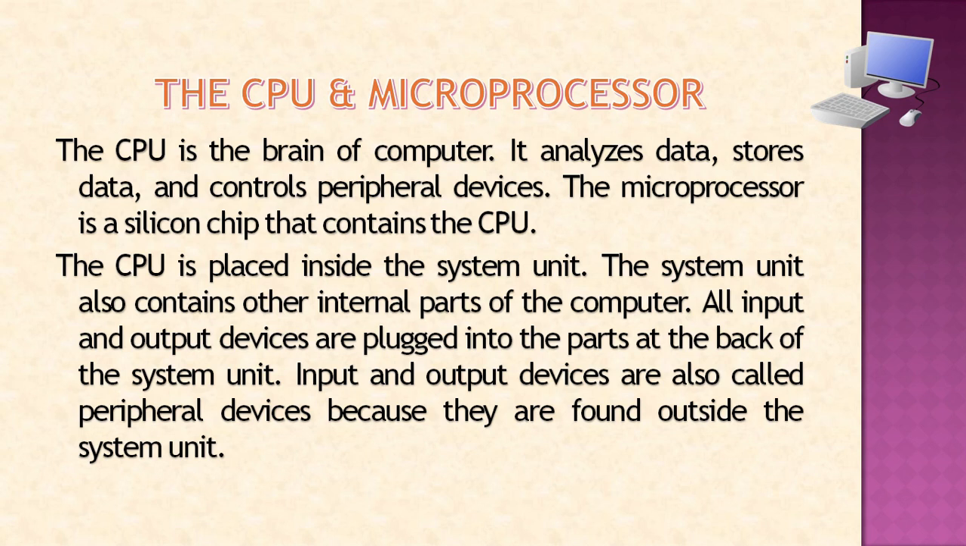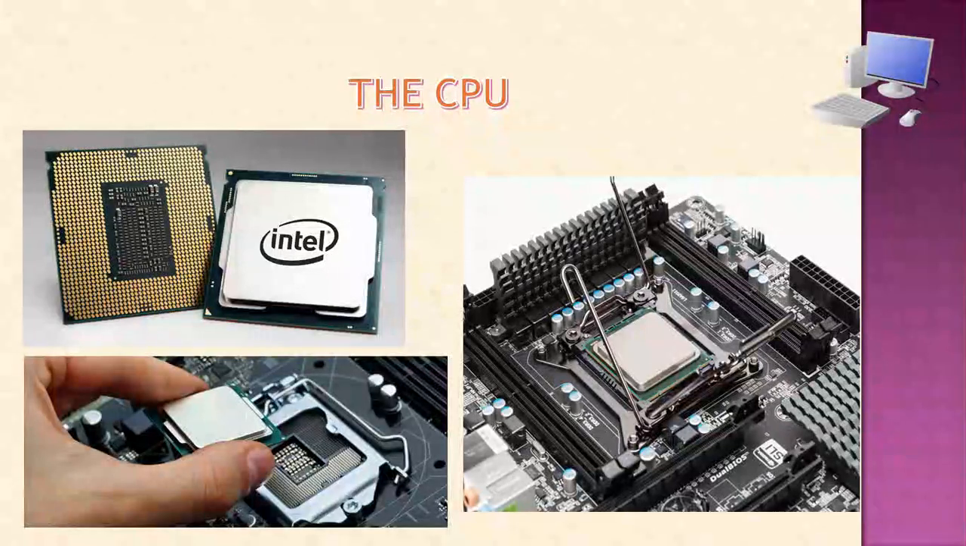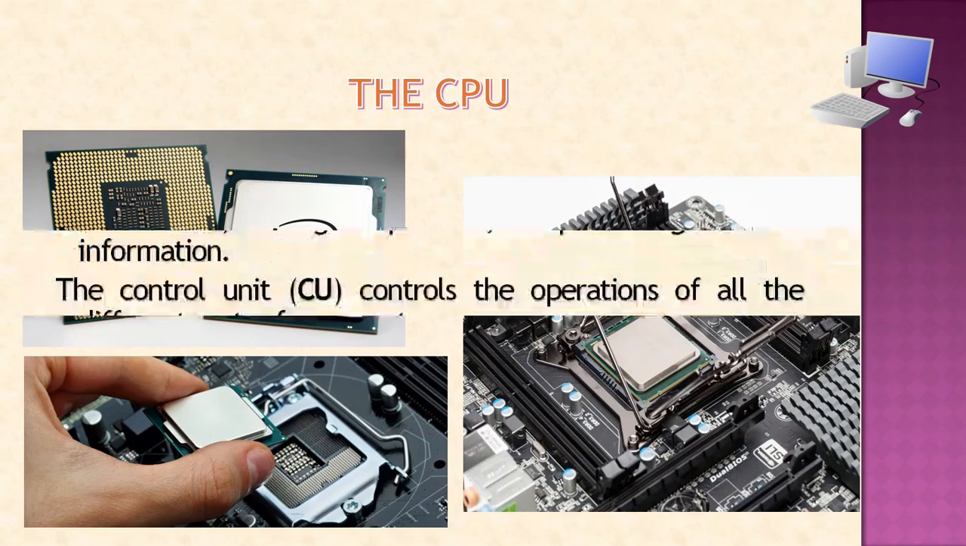CPU is placed inside the system unit. So a system unit also contains other internal parts of the computer. All input and output devices are plugged into the ports at the back of the system unit. Input and output devices are also called peripheral devices because they are found outside the system unit. These are the pictures of the central processing unit, which is placed in the system unit.